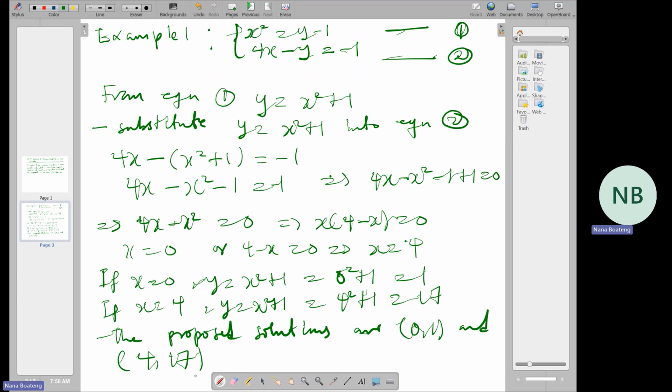So we can write the solution set in curly brackets as the ordered pairs (0, 1) and (4, 17). This can be the solution set for this example.